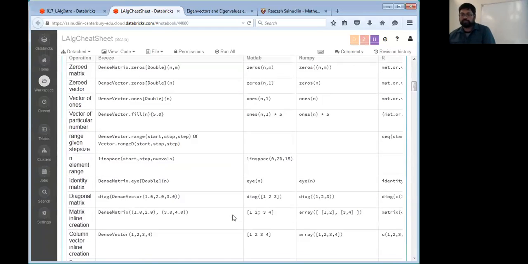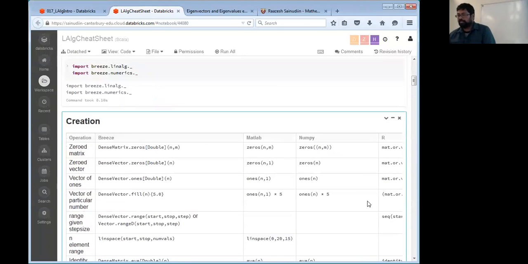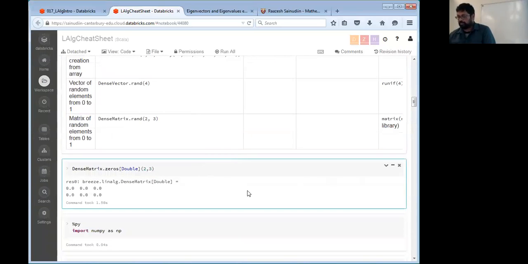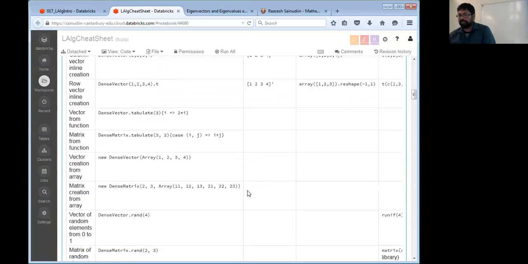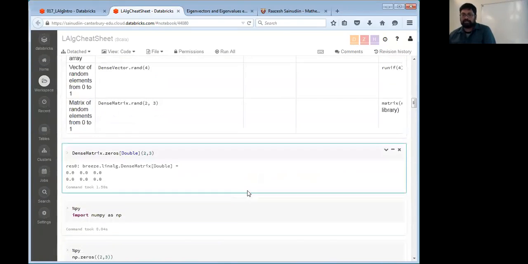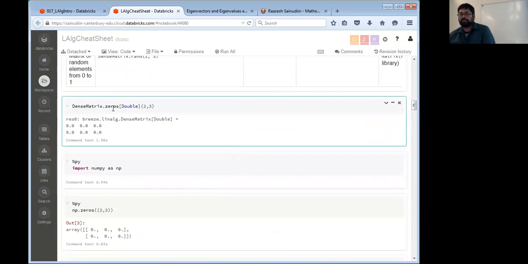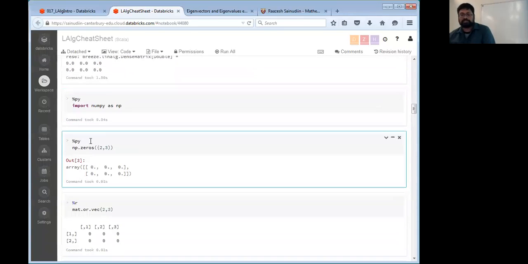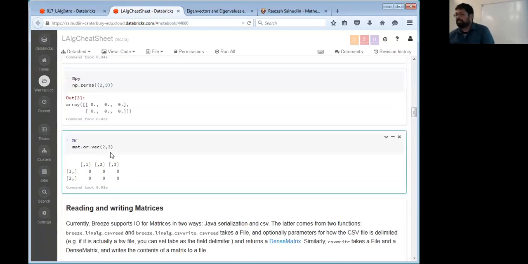I'm not going to go through all of this, but you can see Breeze, MATLAB, NumPy, R, and so on, so you can see the syntax. We haven't done all the details for you, but you can do a dense matrix of zeros, Double, 2, 3 in Breeze, and you can do %py import numpy as np and np.zeros(2,3) in Python, or you can do %r mat.or.vec(2,3) to get the same object in R.